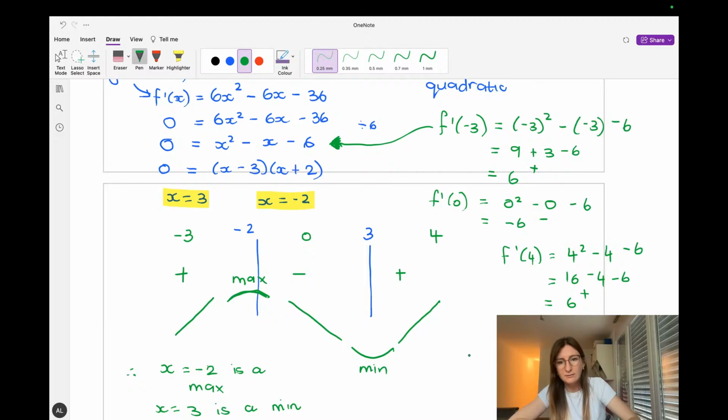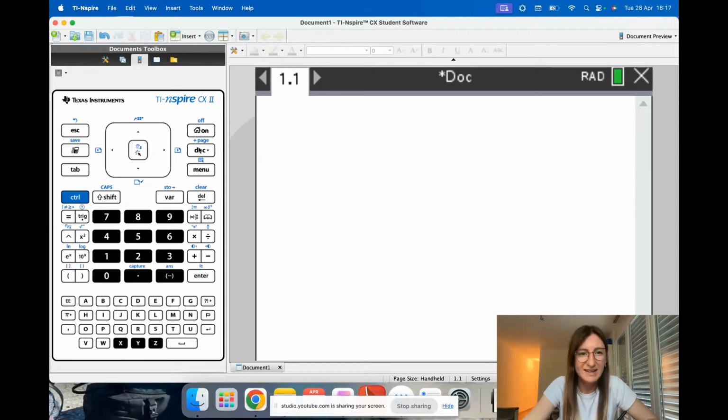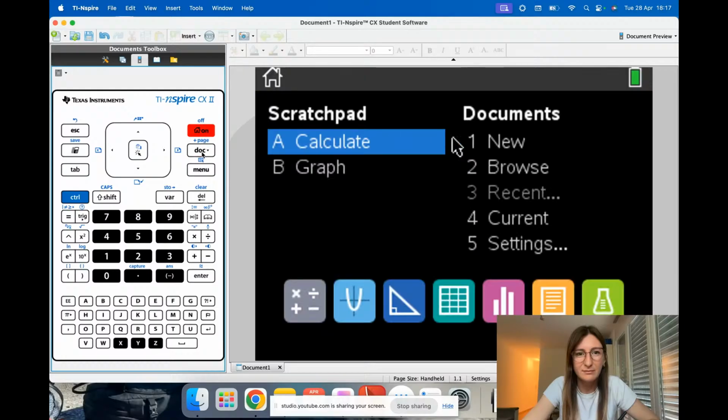Now, if you have your calculator, what you can do is actually just graph the function. So the original one, graph f of x, and you'll see the maximum and the minimum points, and you just locate them there. Let me actually show you because I feel like I'm not making sense. So we want to graph.